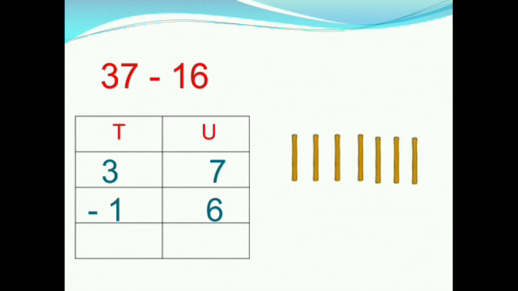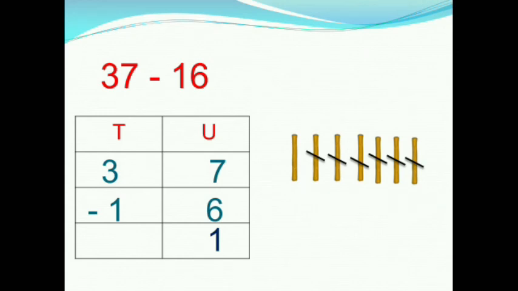Children, now we should subtract 16 from 37. First we should write the numbers in the vertical column according to place of each digit. First we should subtract units place digits. They are 7 and 6. First we have 7. So we will draw 7 sticks. Next number is 6. So we will cut 6 sticks. Now how many sticks are remaining? 1 stick is remaining. So we will write 1 in units place.